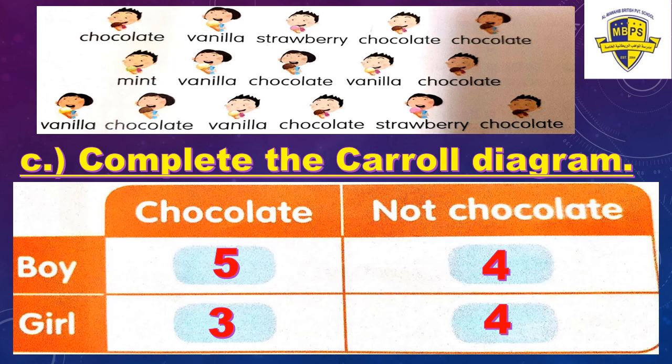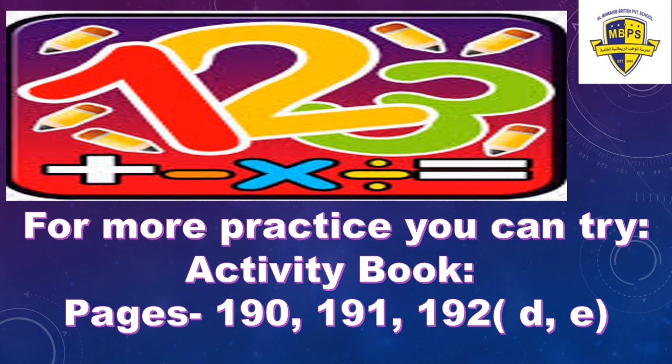Very good children. You just have to look at the information that is given to you and count and complete the Carroll diagram. Okay students, we have completed this unit, alhamdulillah. Okay, in the next class we are going to start with the new unit.